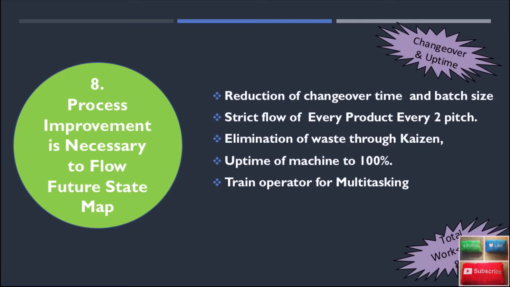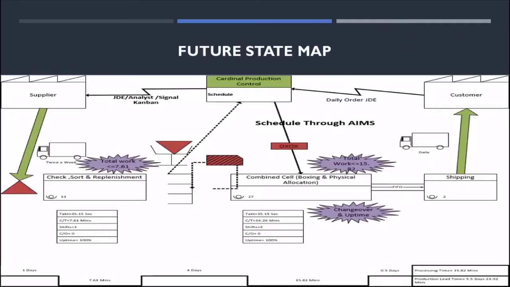So when you have followed everything, your future state map may look like this. Here we have combined the check, sort and replacement into a single process, and we have allocated the operator here, and also we have combined the boxing as an example of the process, making a single process. This is a continuous process here, and this is a pacemaker too.